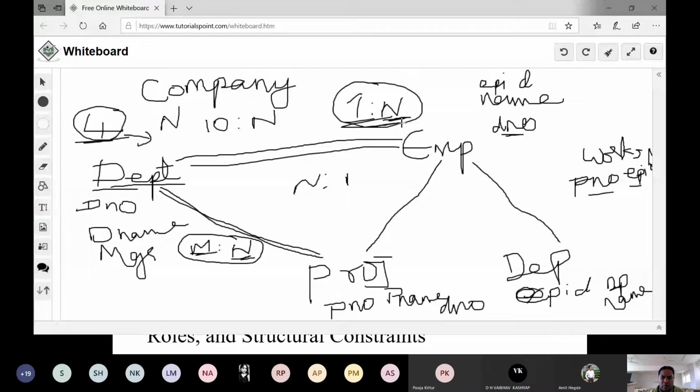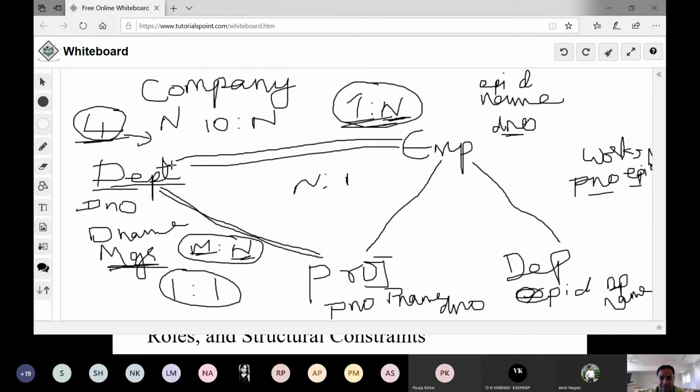One more thing, how many managers will be in each department? Definitely there will be only one person working as manager in a department. So only one employee will be acting as a manager in the department. For how many departments will he be the manager? He will be manager for only one department. So one employee will be the manager of one department.